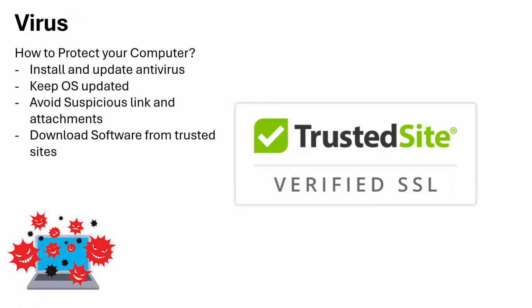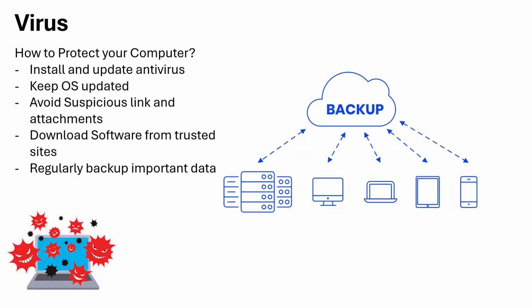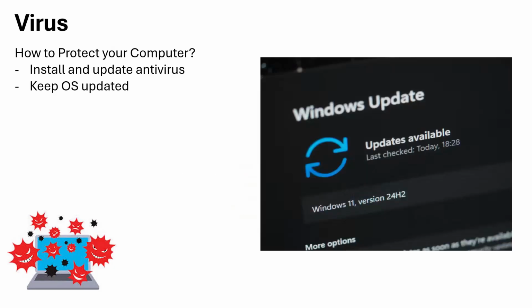Never ever download any software from untrusted or third-party websites. Always download software from trusted sites only. Always back up your computer system, your mobile phone or your laptop. If a virus gets in, you can format your system and restore the backup available on the cloud or any hardware device.